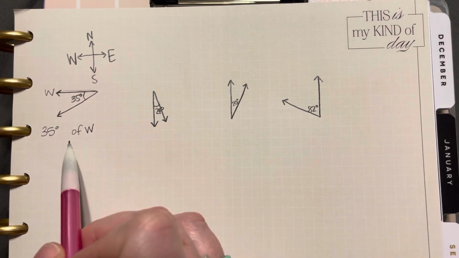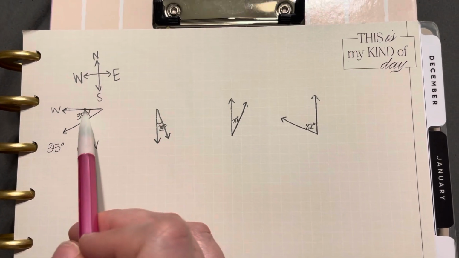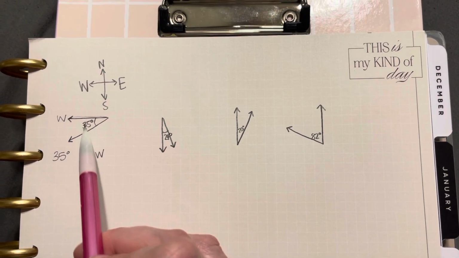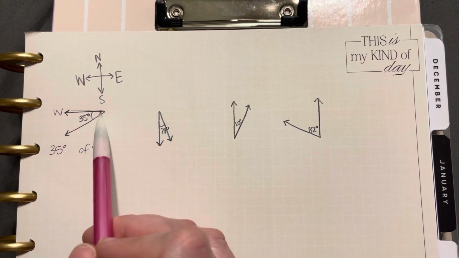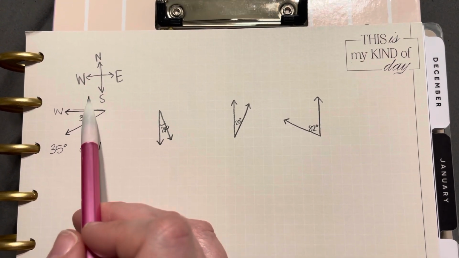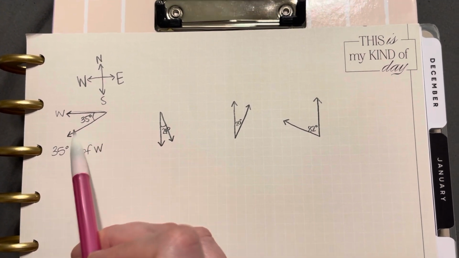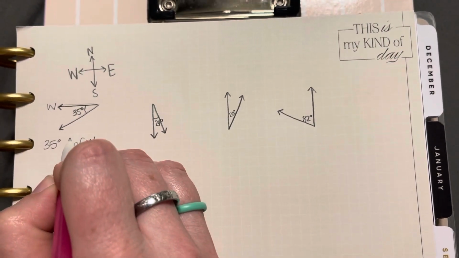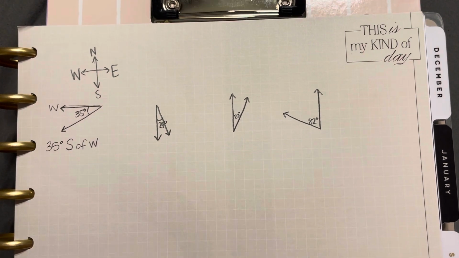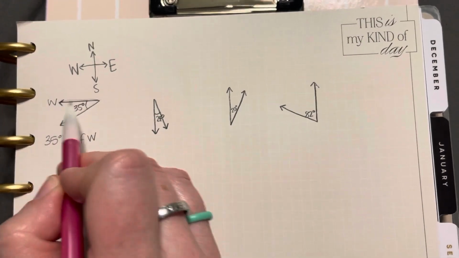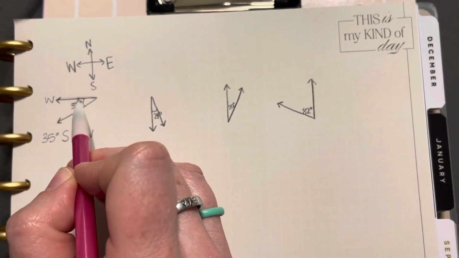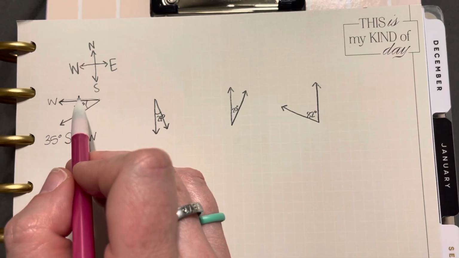Okay, don't start with west first. You need to figure out if it's above that or below that. Okay, since it's pointing to the side, it's either going to be above it or below it for the other side of your angle. For this one, it's below it, so this would be south of west. Okay, if you had this line and you had it up here, then it would be above that, so it would be north of west.